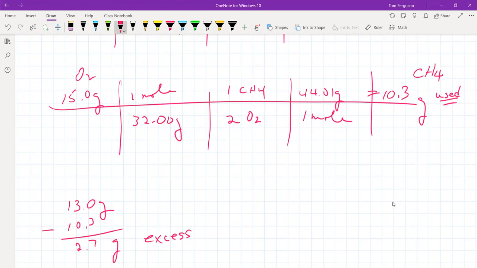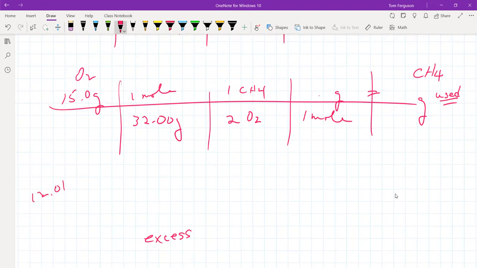It's the molar mass of methane. No, excuse me, that's carbon dioxide. See what happens when you try to remember? So it's 12.01, 40, it's going to be 16.05.